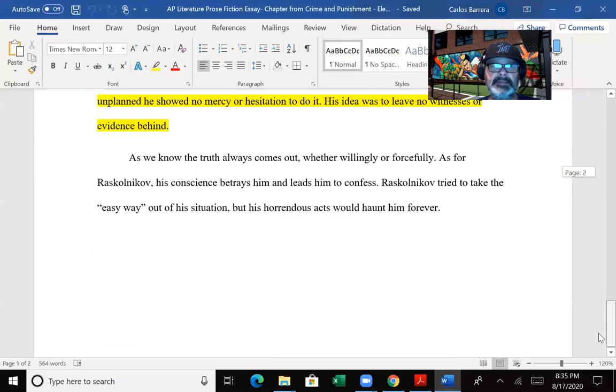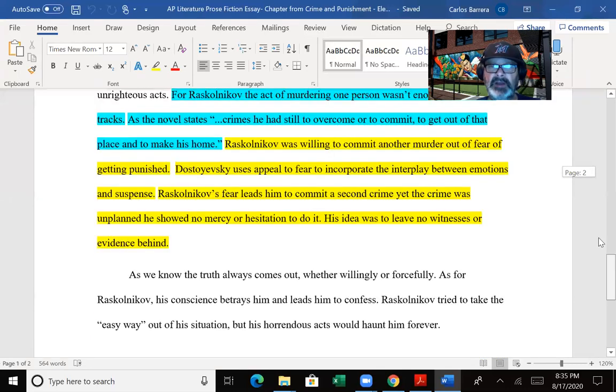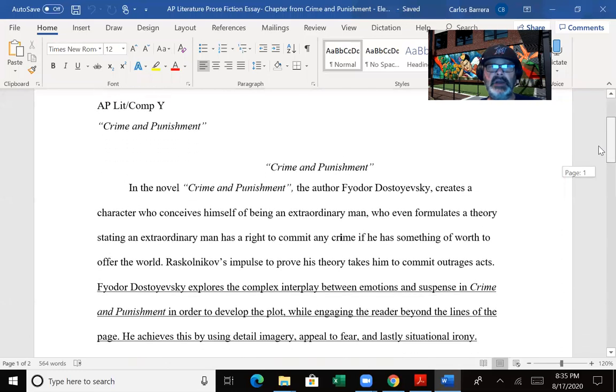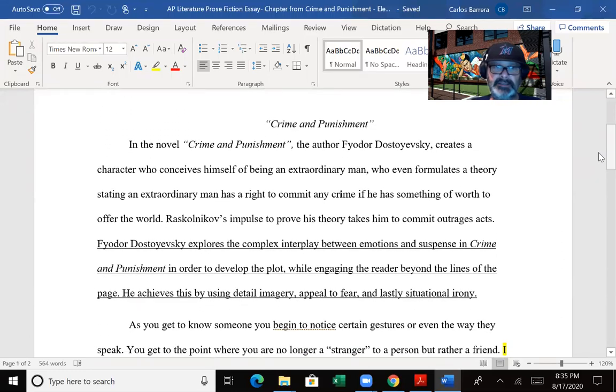Okay, to begin with, it was a timed write, 564 words in one sitting. The writer writes a thesis, and I have it underlined. It was based on reading a passage from Fyodor Dostoevsky's novel, Crime and Punishment.